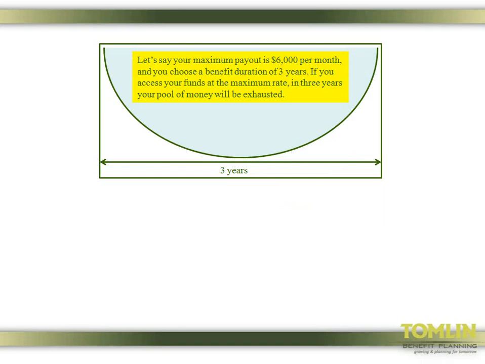So as an example, if you have a maximum payout of $6,000 per month and you choose a benefit duration of 3 years, if you access your funds at the maximum rate, then in 3 years your pool of money will be exhausted.